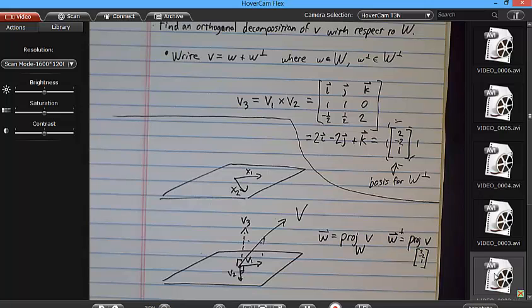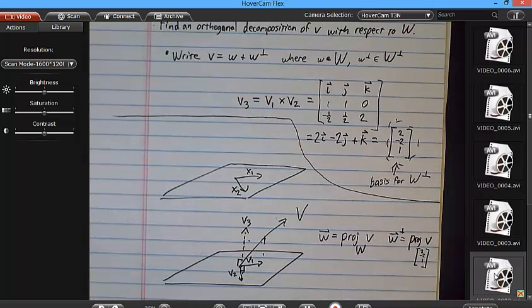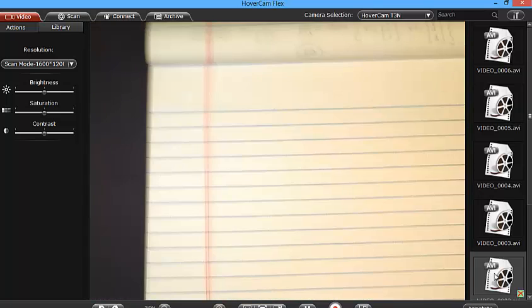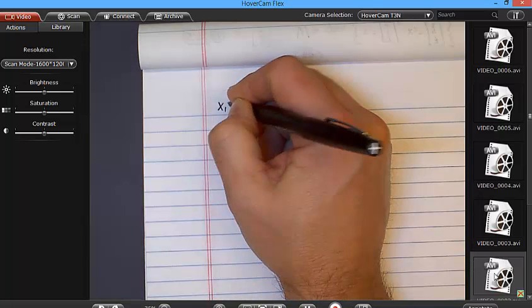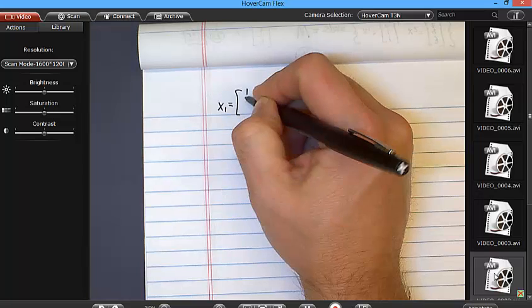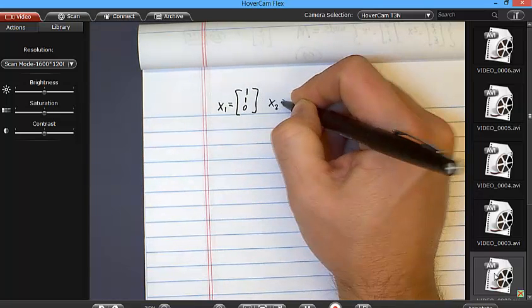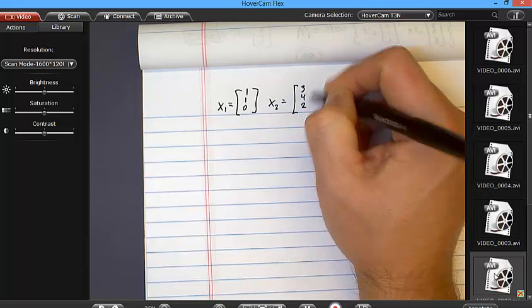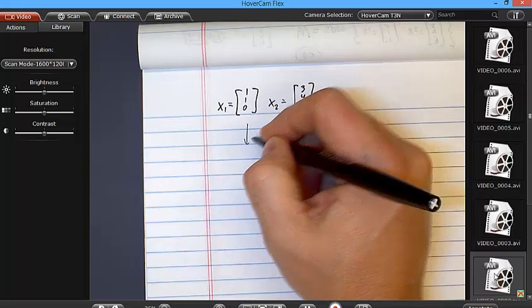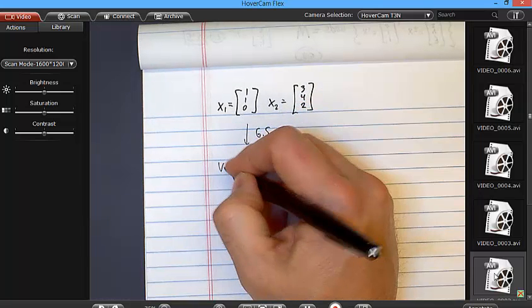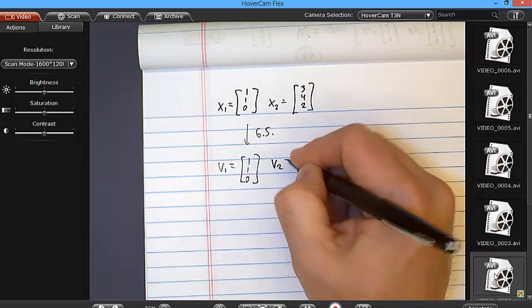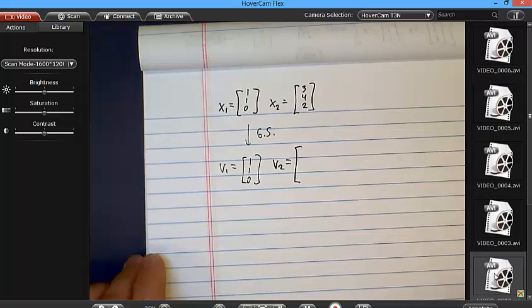Well, I'll show that on the next page. Here I go. And again, I guess I got to start over. I had x1 was 1, 1, 0, and I had x2 was 3, 4, 2, right? And then you guys, using Gram-Schmidt, gave me V1 is also 1, 1, 0, and you gave me V2 was, remind me? Negative 1/2, 1/2, 2. Oh, yeah.